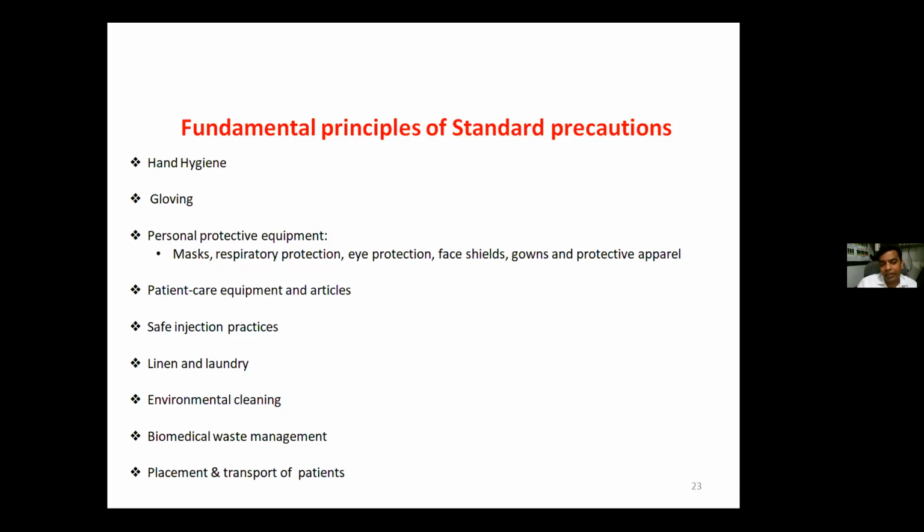Then safe injection practices should be followed. Then linen and laundry management is important. Environmental cleaning is very important. Like hand hygiene, I say environmental hygiene is equally important, because the environment harbors organisms like MRSA or VRE, which are often the culprits in healthcare associated infections. So environmental hygiene is very important. Biomedical waste management is important. It's a very important standard precaution to be followed.